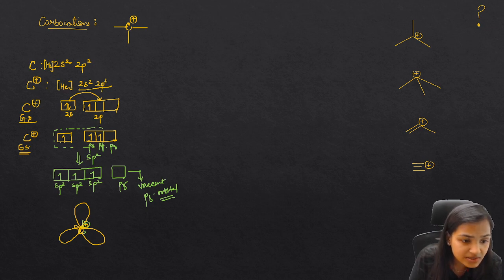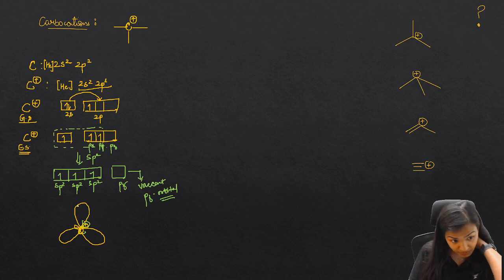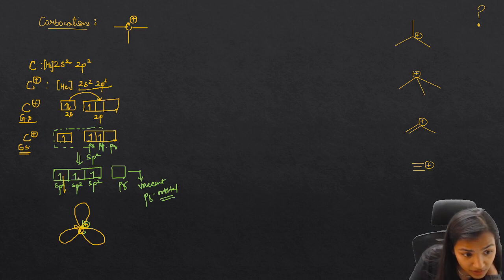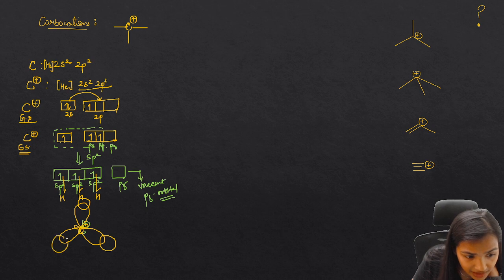So why is this a major lobe? Because this has undergone bond formation. Let's say they have been bonded with hydrogen, hydrogen, hydrogen. The 1s orbital of the hydrogen forms a bond with the hybrid orbitals.